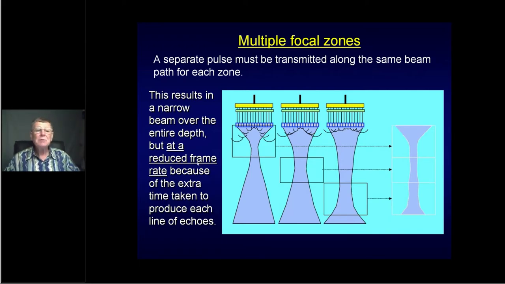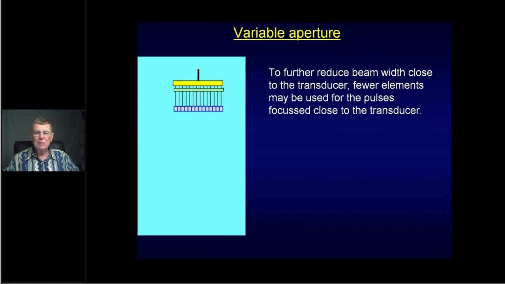So if you happen to want high frame rates for something, you tend not to use multiple focal zones. Nevertheless, for most things in ultrasound, which are relatively slow moving, the use of multiple focal zones is a brilliant feature because it gives you very good resolution, lateral resolution down through your image.